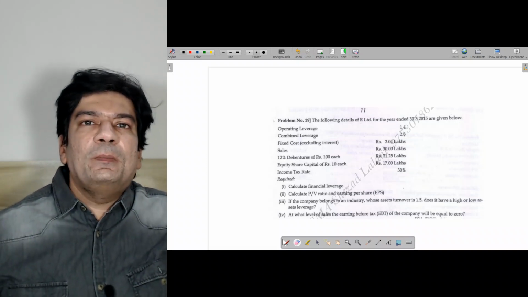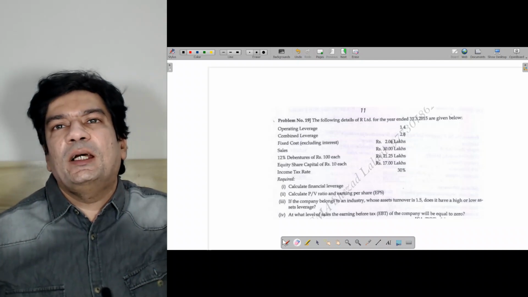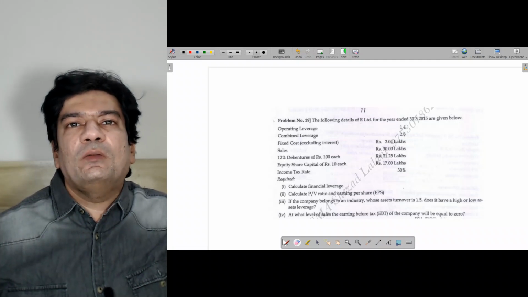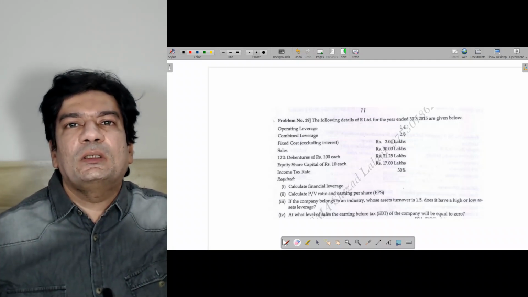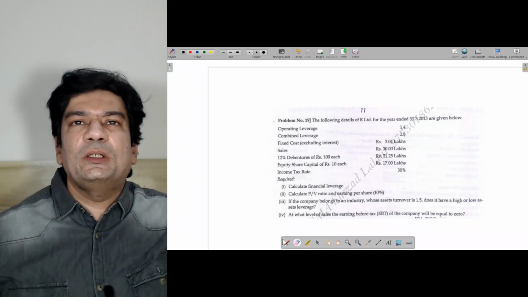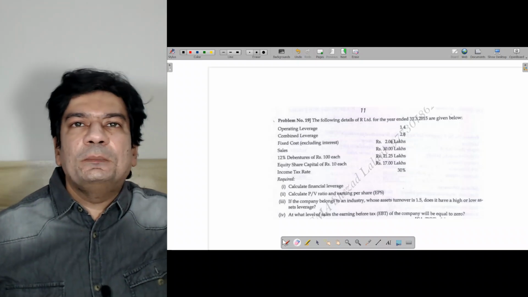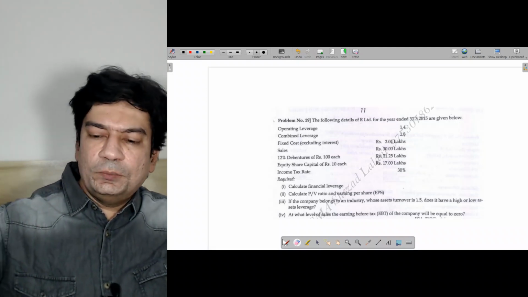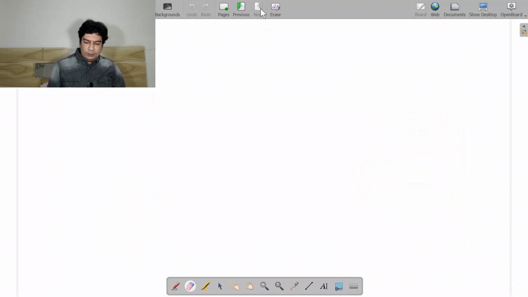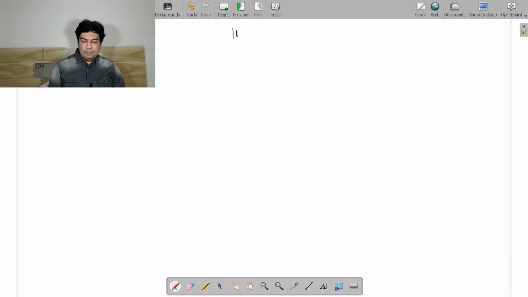If the company belongs to an industry whose asset turnover is 1.5, does it have a high or a low asset average? At what level of sales will the earning before tax of the company be equal to 0? So it is a lengthy sum, so we are going to solve it right now. So let's solve the sum. This is the 11th sum.